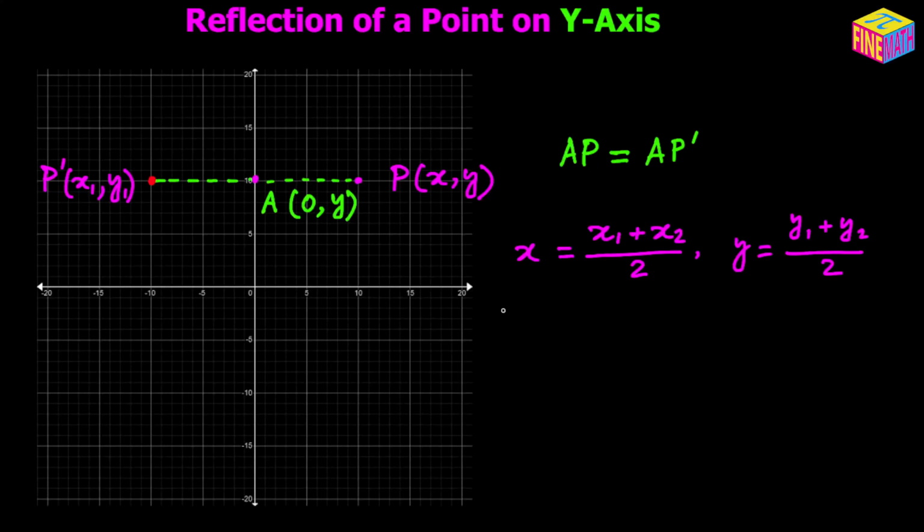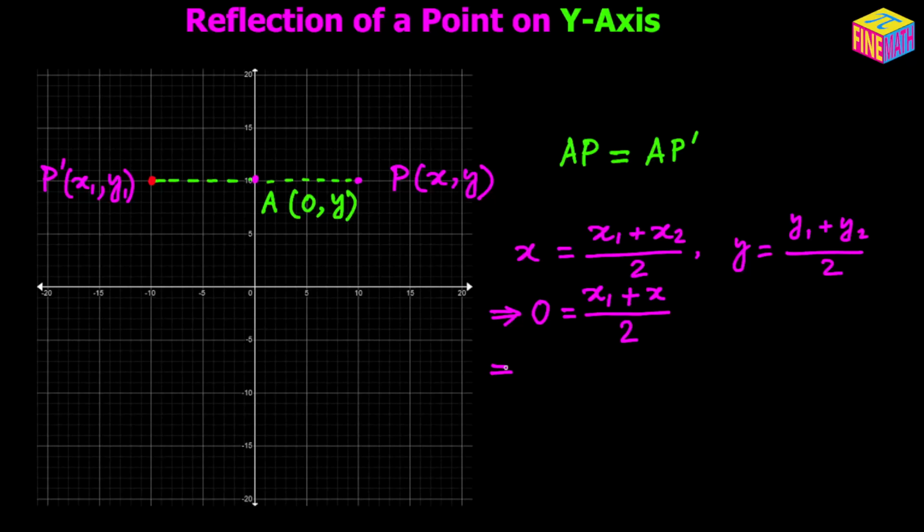Let's now focus on just the x coordinate here. Because x is the x coordinate of the midpoint, and in our case the midpoint is A, whose x coordinate is 0, we can write 0 is equal to x sub 1 plus x sub 2, whole divided by 2. Let's suppose x sub 1 is the x coordinate of P prime, as I assumed, and x sub 2 is the x coordinate of the other extreme point, the original point P. We have assumed the x coordinate of P to be x, so I am keeping it like that, and then the whole divided by 2.